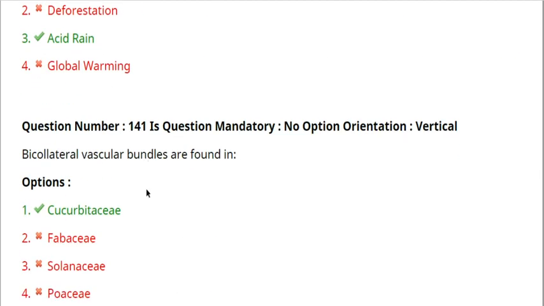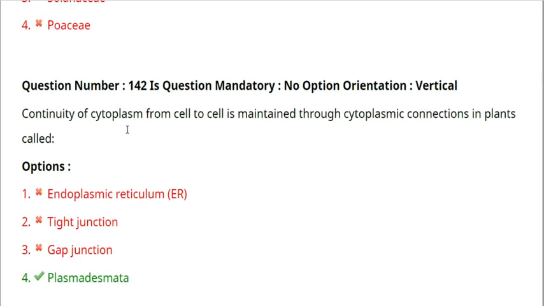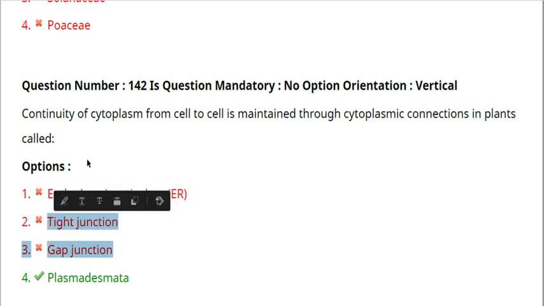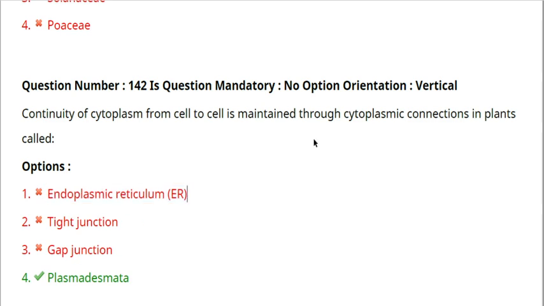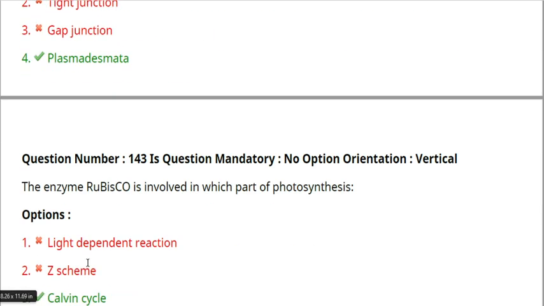Bicollateral vascular bundles are found in the family called Cucurbitaceae, that is your cucumber. Next, continuity of cytoplasm from cell to cell is maintained by cytoplasmic connections in plants. In plants, they are asking, friends, plasmodesmata is present only in plants, whereas gap junction and tight junction are present in cellular communication in humans, whereas the endoplasmic reticulum is an organelle which is not even involved in any kind of cytoplasmic connections, friends. So the correct answer is plasmodesmata.